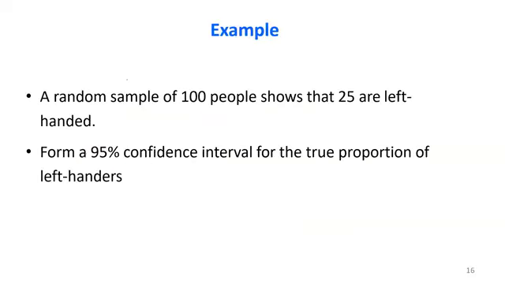So for example, in this case now, a random sample of 100 people shows that 25 are left-handed. So that means I have a sample of 100 people. In that 100 people, 25 people are lefty. They write and they use left hand instead of right hand. So here the problem is: form a 95% confidence interval for the true proportion of the left-handers.